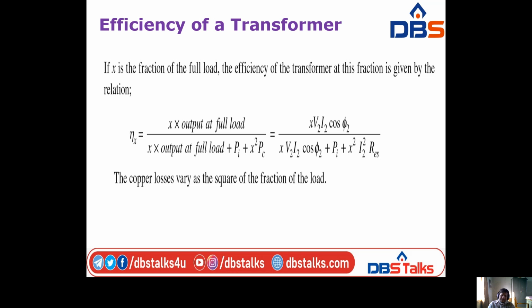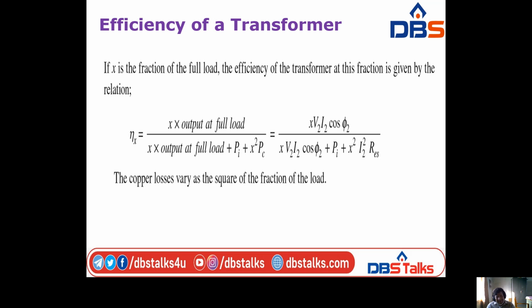Suppose you have to calculate the efficiency at full load, the previous slide formula is enough. But now you are calculating the efficiency at any type of load. That means you can consider some x of load, where x is the fraction of full load. If x equals 1, that is full load. If x equals half, it is a half load. If x equals 1 by 4, it is a quarter load. If x equals 3 by 4, it is 75% of load. Like that, x is the fraction of the full load.